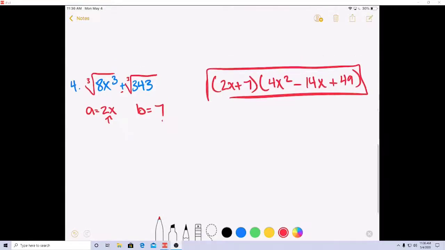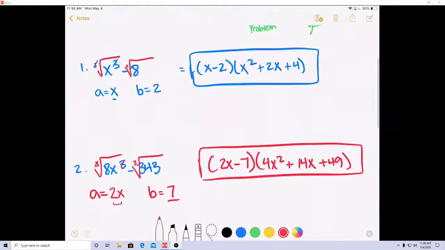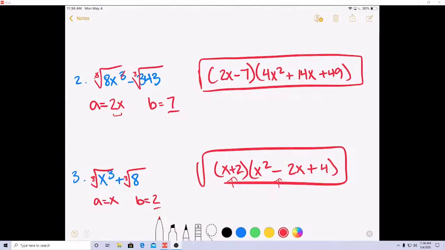And that is all you're going to do this week. Sum and difference of cubes. Make sure you start off by finding a and b like I did on my problems, by taking the cube root of the first and the second term. And then make sure you're plugging the a and the b into their correct spots. And remember, right here, if it's a squared, I have to square whatever this is, the number and the variable.